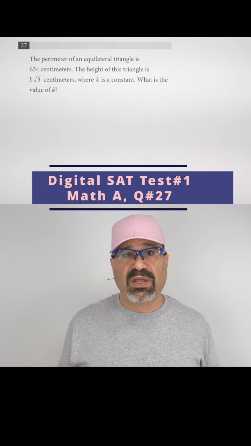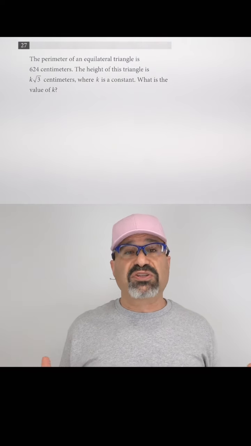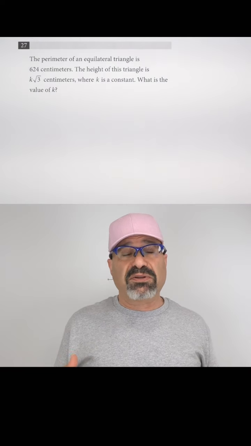We're talking about practice test 1, math module A, question number 27. All right, here we have an equilateral triangle, and we're given the perimeter, and we're asked to find the height. Now, to answer this question correctly, you really have to know your 30, 60, 90s. Why do you need to know your 30, 60, 90s?